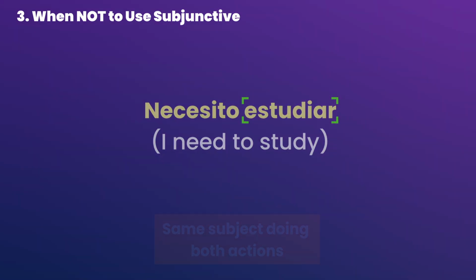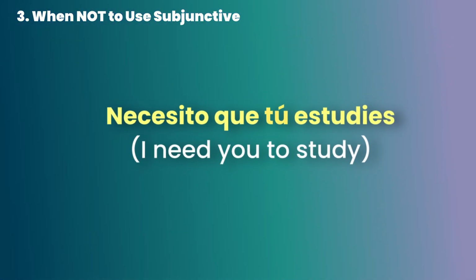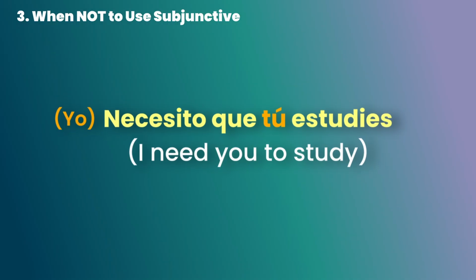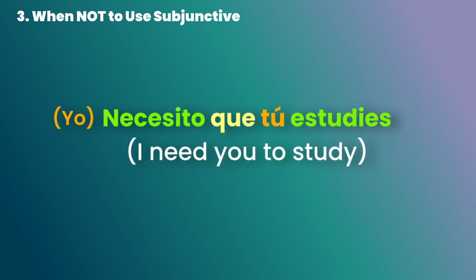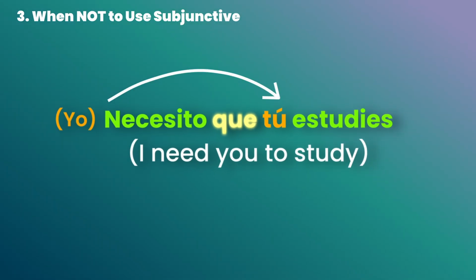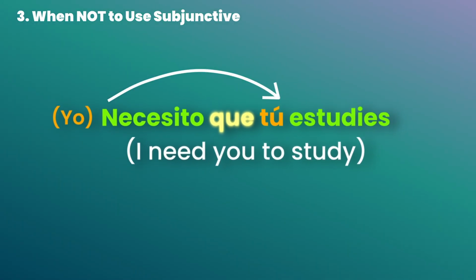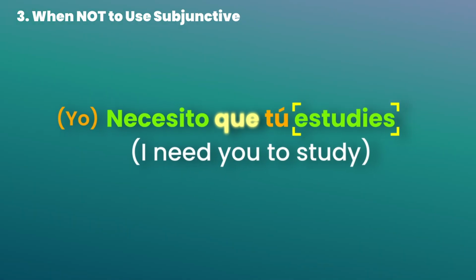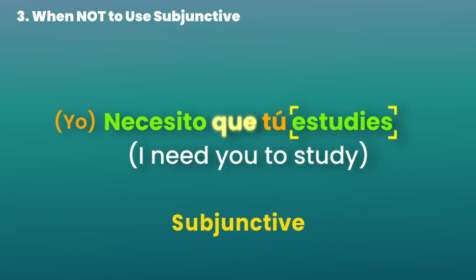Now let's compare it with this. Necesito que tú estudies. Two subjects, yo and tú. Two actions, necesito and estudies. And the conjunction que between them. Subject number 1 directs their need for the subject number 2 to study, and the second subject's verb is conjugated in the present subjunctive form. Yeah, looks like subjunctive to me.